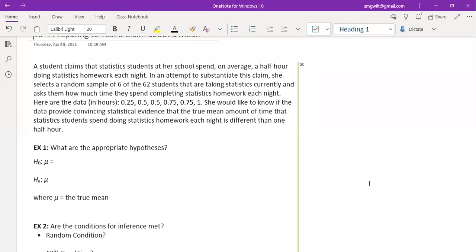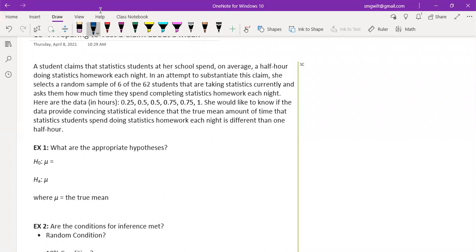So in some of the examples, it will ask you to identify what the appropriate null and alternative hypotheses are. So H0 is our null hypothesis. That's what she's trying to substantiate. So I'm using the value, sorry, not percentage because it's not a proportion, the value that she's claiming is the amount of time that students spend doing homework each night. And she says it's a half hour. So this is our mu naught value. That's the value for our null hypothesis. So a half hour is 0.5.